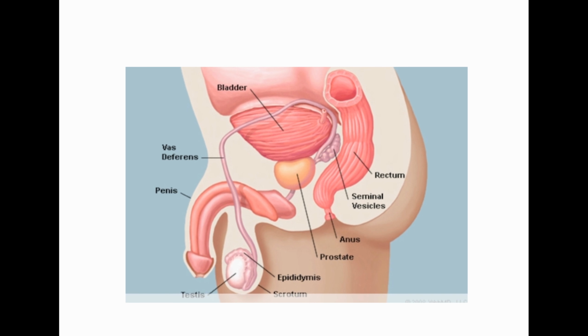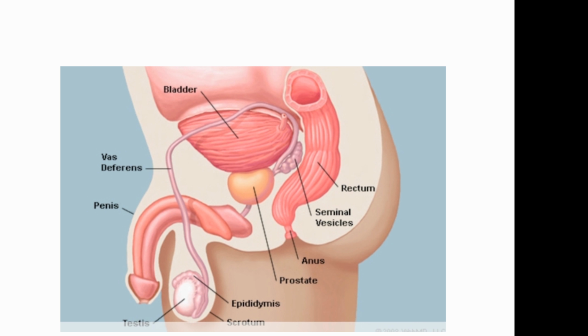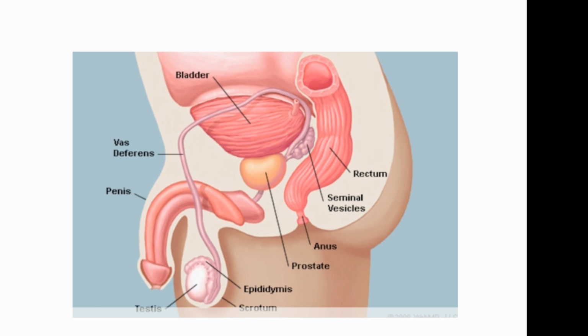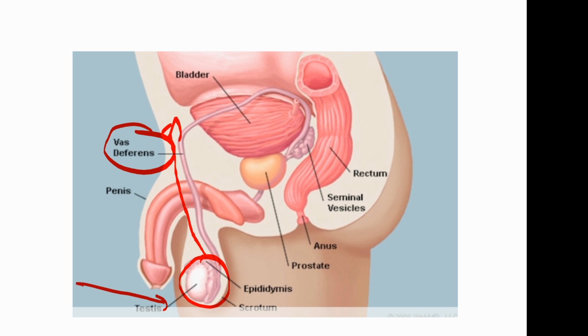So first we should know the basic anatomy, how the sperm is formed and how the sperm moves around. This is very important, that is the testes. Why are testes important? Because spermatogenesis happens in the testes, in the seminiferous tubules. After full maturation, the sperm move through a tube-like structure called the vas deferens and move into one particular place.